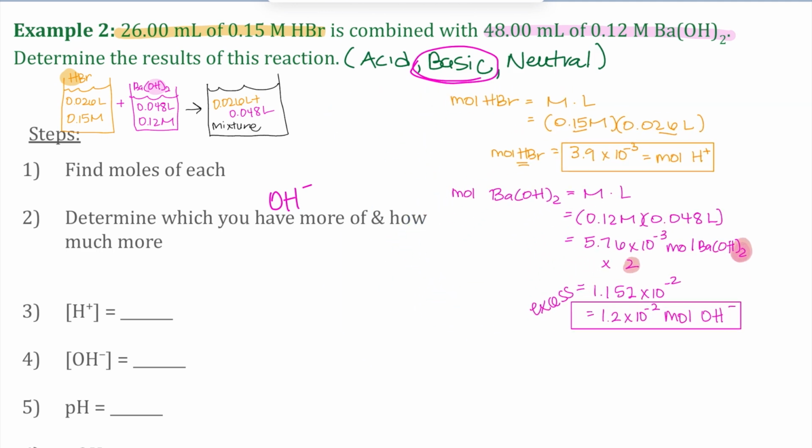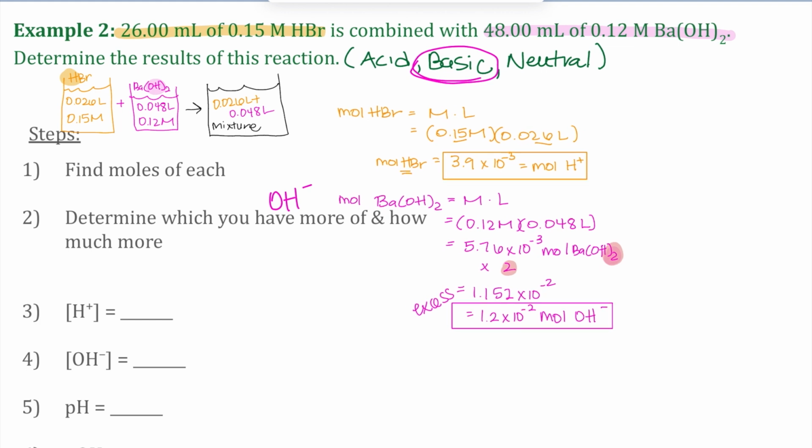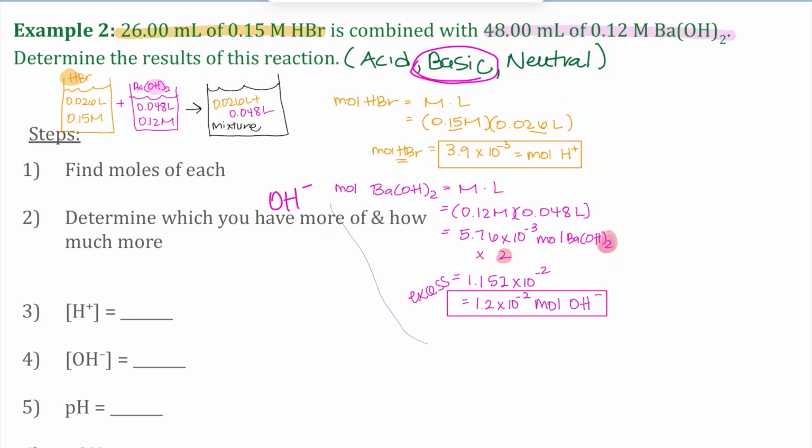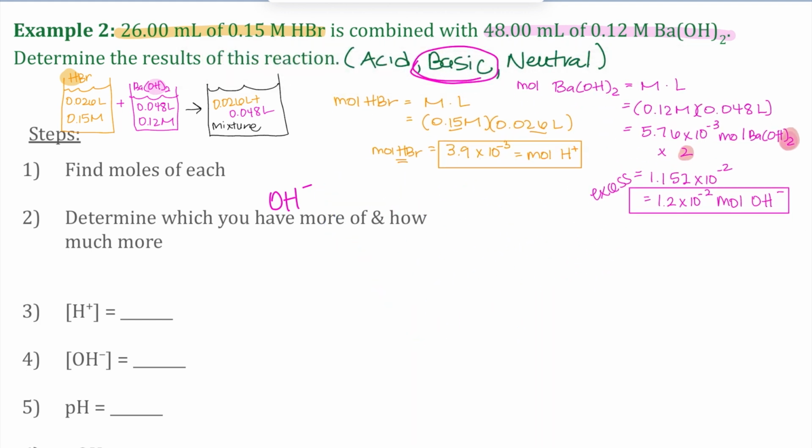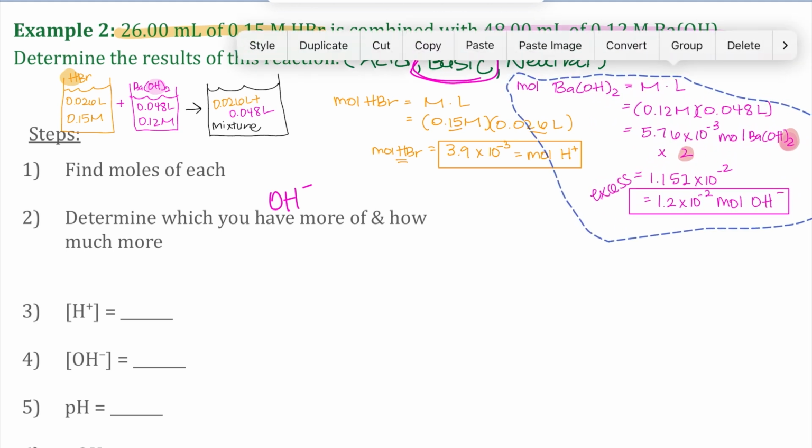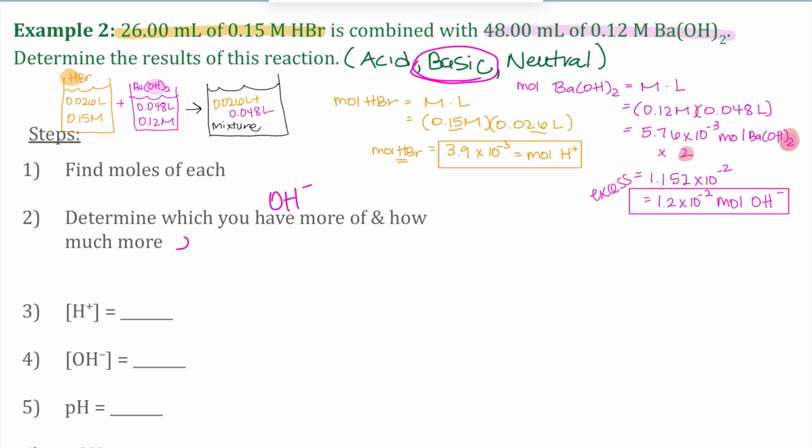That is going to be looking at our step 2. In that step 2, we take our larger number minus our smaller number. So to find the excess, your larger number is 1.2 times 10 to the negative 2. That's our moles of OH. Then we subtract off our 3.9 times 10 to the negative 3. Those are our moles of H+.